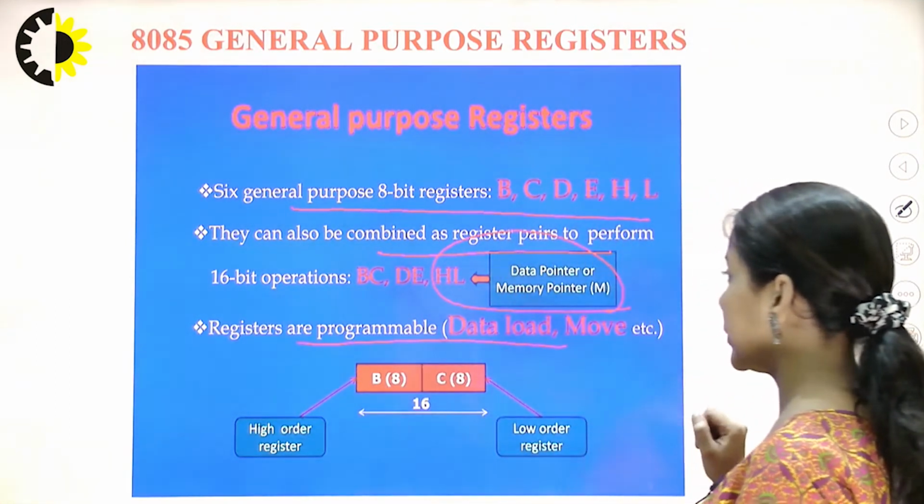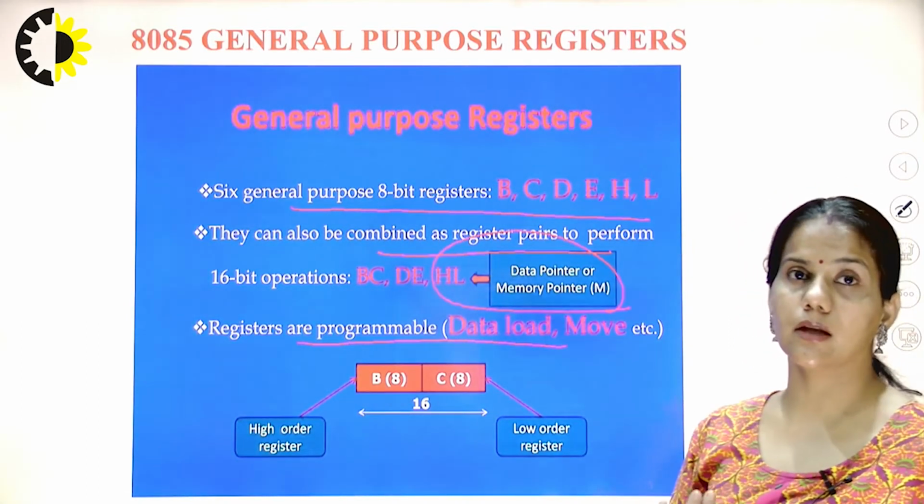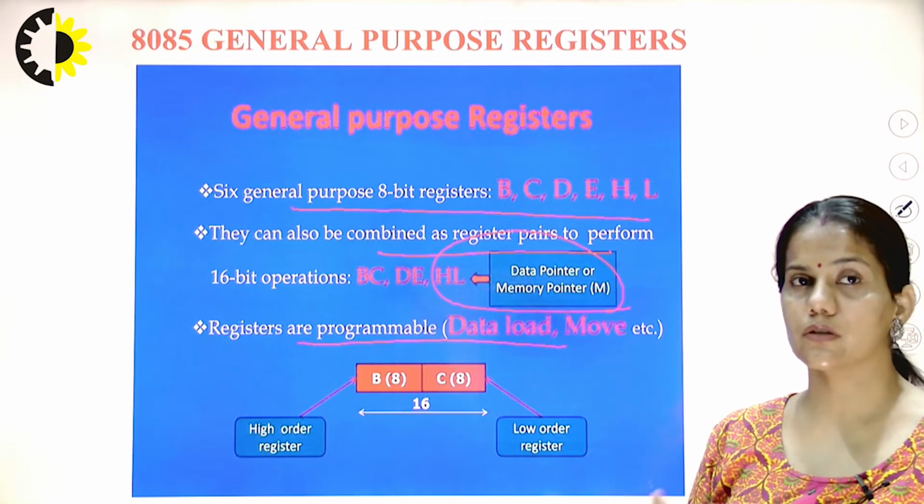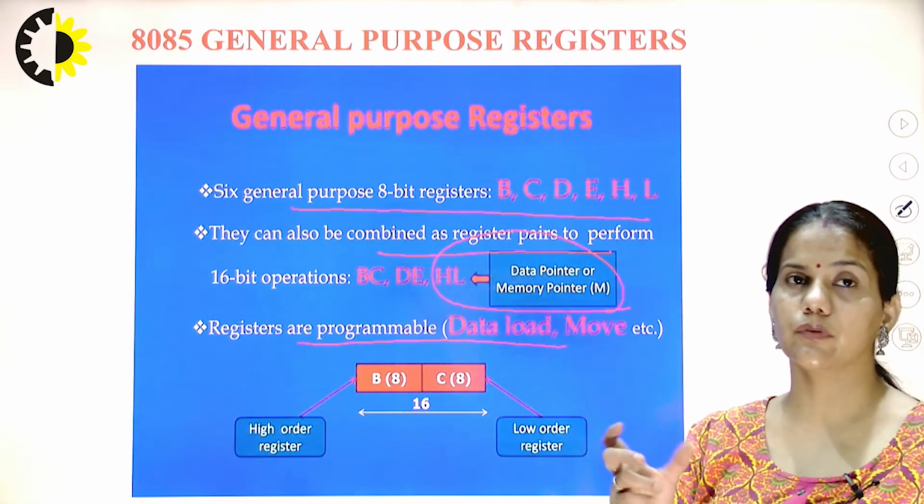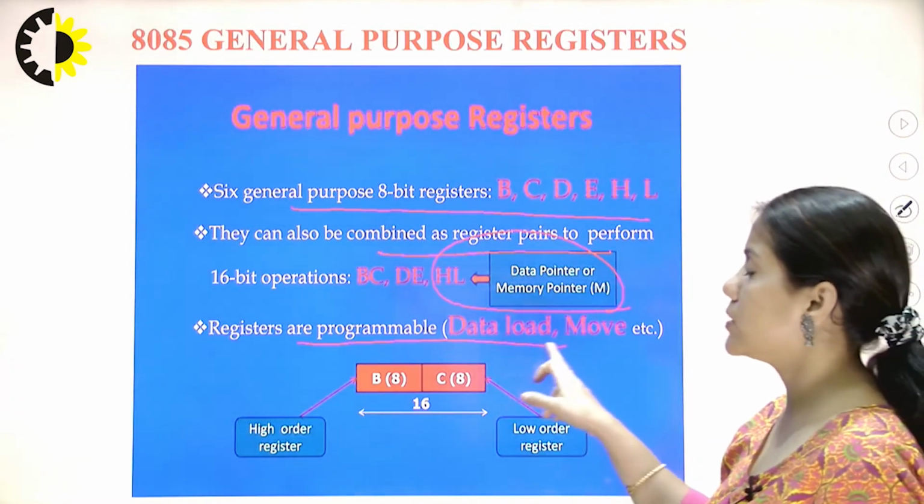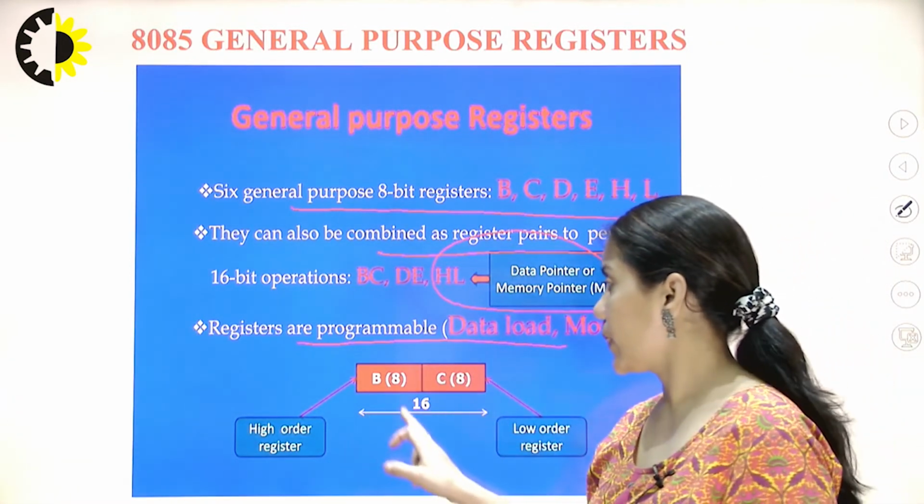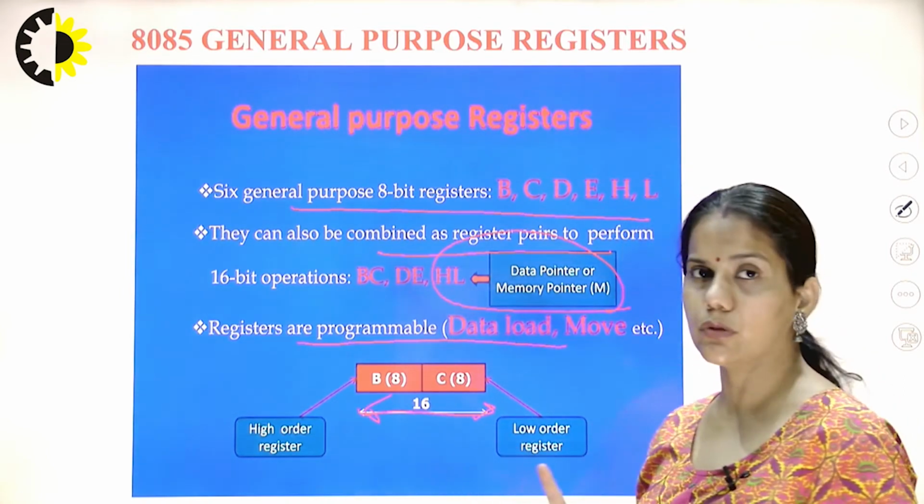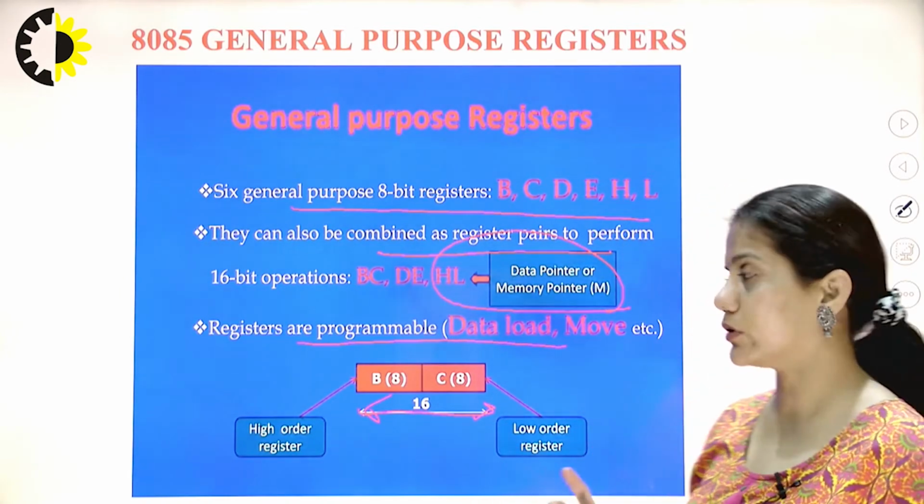Registers are programmable, that is you can load. LDA is the instruction to load the accumulator. Similarly, there are the move instructions, MOV A, B, that is you will be copying the data from B to A. So in this way, these registers are programmable. Any of the paired registers can be divided into 2, that is the lower order register and the higher order register.